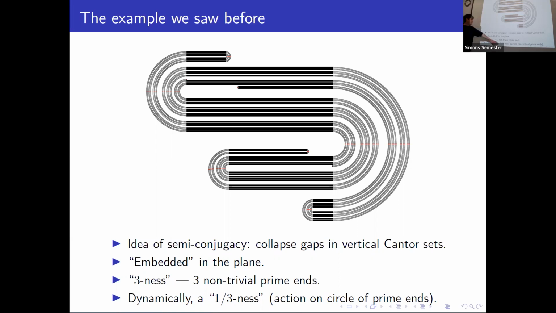But actually, it's not just a threeness, it's a one-thirdness, because this isn't just a topological space, we've got a dynamical system here. What the dynamical system does is it stretches in this direction and contracts in that direction. This part here is going to be sent across that part there. This part here will go around there and so on. In particular, this tunnel gets sent into this tunnel, gets sent into this one, and this one gets sent into this tunnel. So the tunnels are being rotated with a rotation number 1/3. So there's a 1/3ness about this picture.